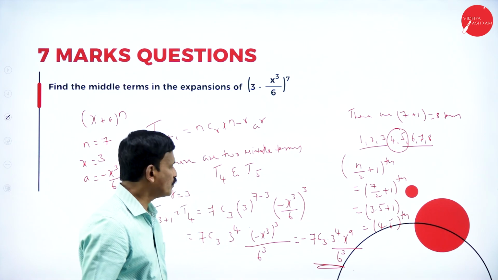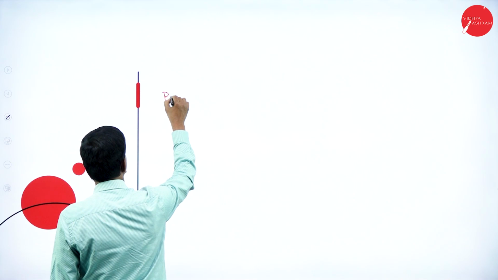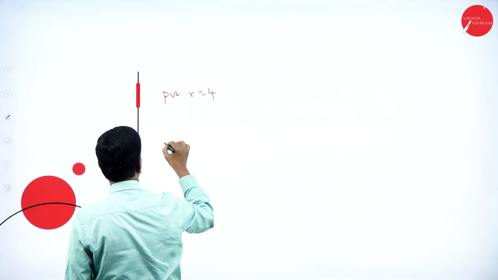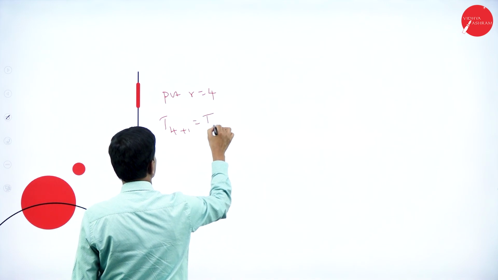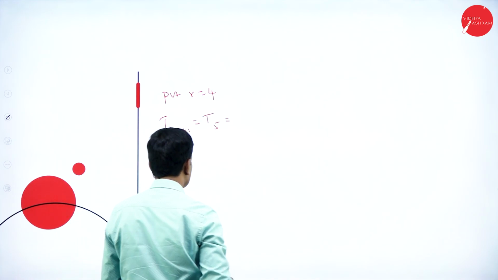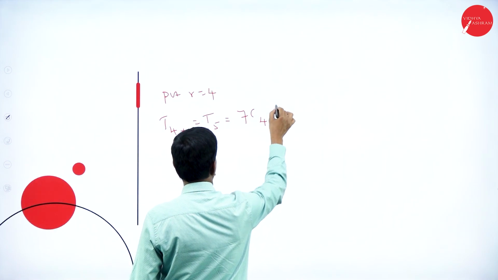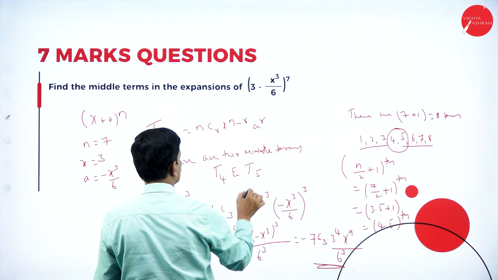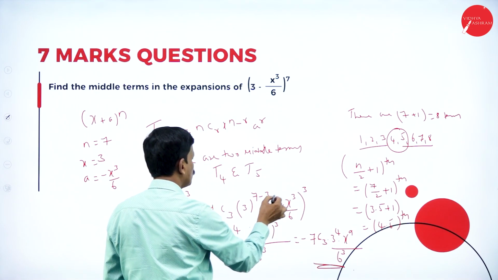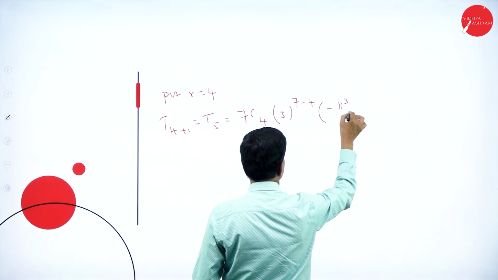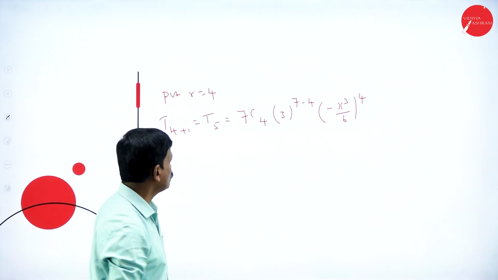Now similarly find out the next, the 5th term. So now put r is equal to 4. Then what happens? T(4 plus 1), that is T5, is equal to, what is the formula here? 7C4, 3 to the power of 7 minus 4 into minus x cube divided by 6, all to the power of 4. That's all. Now simplify this.